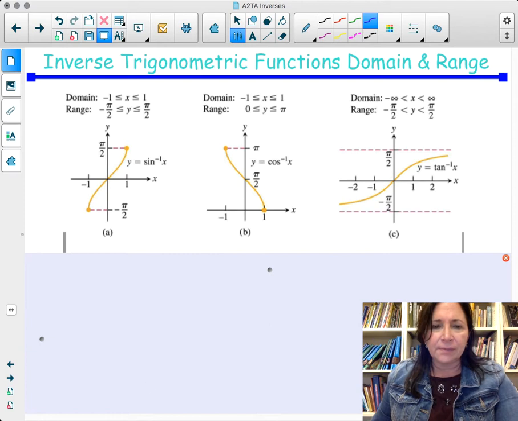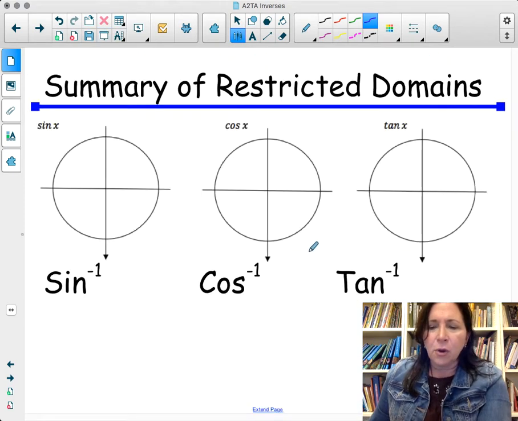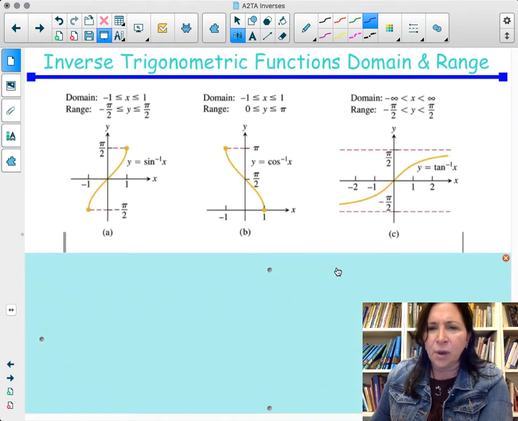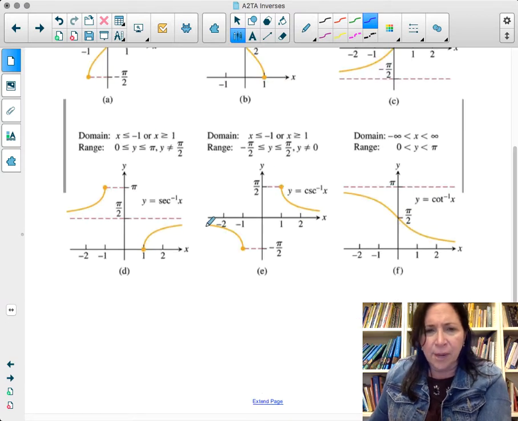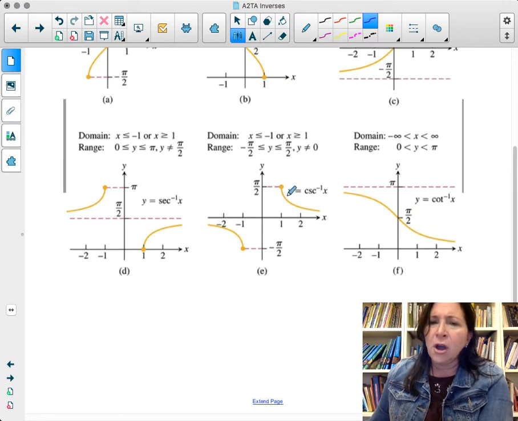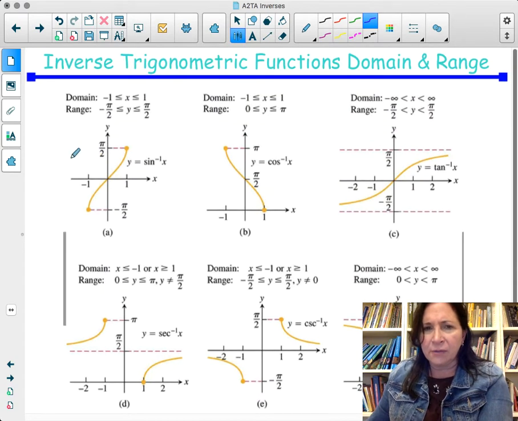The last thing I wanted to say is that there are additional functions or domains for arc cosecant, arc cotangent, and arc secant, but we're not covering those for this chapter. We're only going to be covering the inverse trig functions for domain and range.